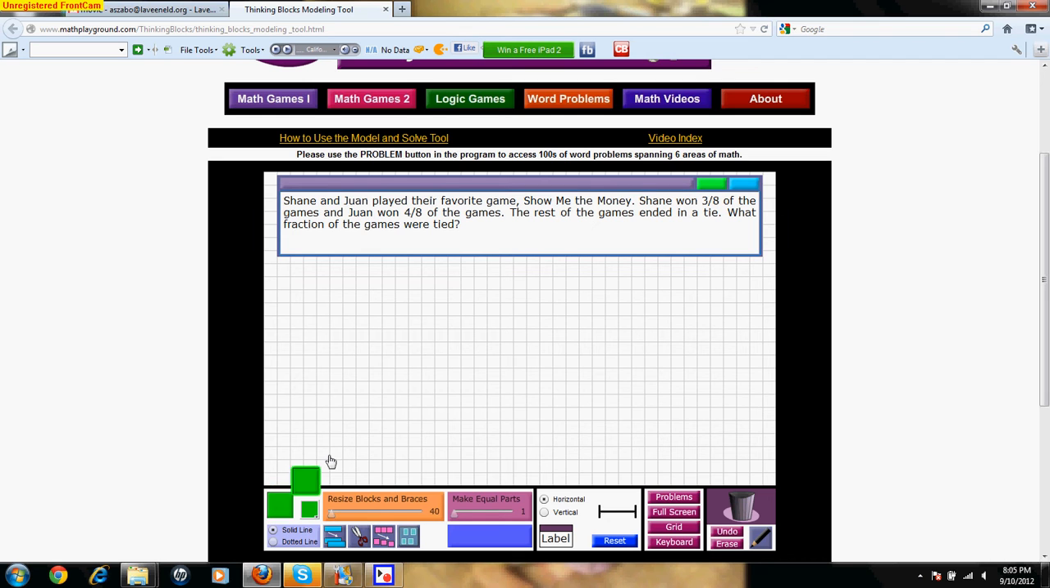So the first thing we're going to do is create a bar that shows the whole. This bar is going to represent all the games that were played. And right now the bar is just one whole bar. But I have to break it up, and the way I determine how to break this up is I look at these two fractions and I determine what the denominator is. In this case I have two fractions that have the same denominator. So I know that I'm going to use that to break this up into eighths.